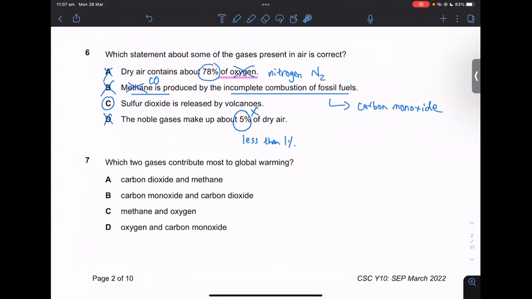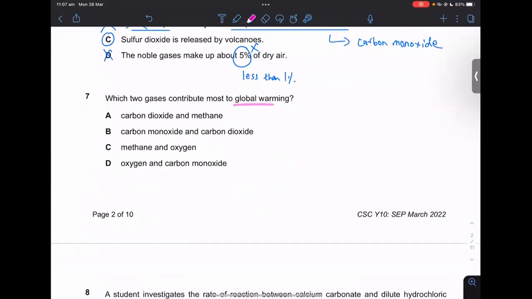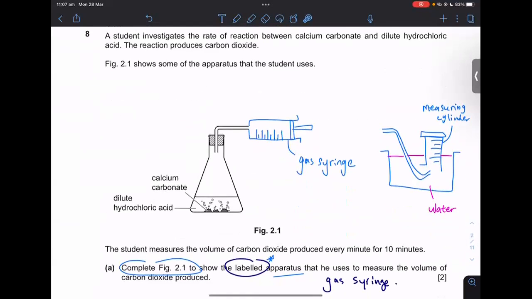It's all about elimination and reading the question. Global warming, if you go back to the table as well as work 2 on environmental chemistry, there are 2 gases that contribute to global warming, carbon dioxide and methane. Those are the dangers associated with global warming. Dangers associated with these 2 gases will be global warming.